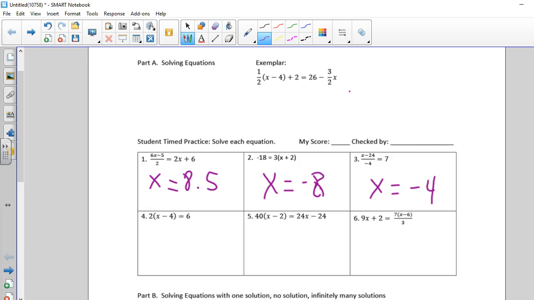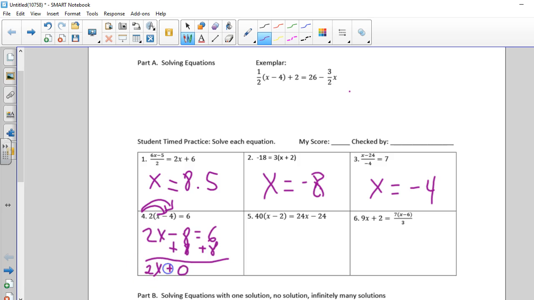Let's go on to number 4. 2 times the quantity x minus 4 is equal to 6. Distribute the 2 across each term, and you get 2x minus 2 times 4 is 8 equals 6. Eliminate the constant from the left side. To eliminate a minus 8, I have to add 8 to make it be 0.